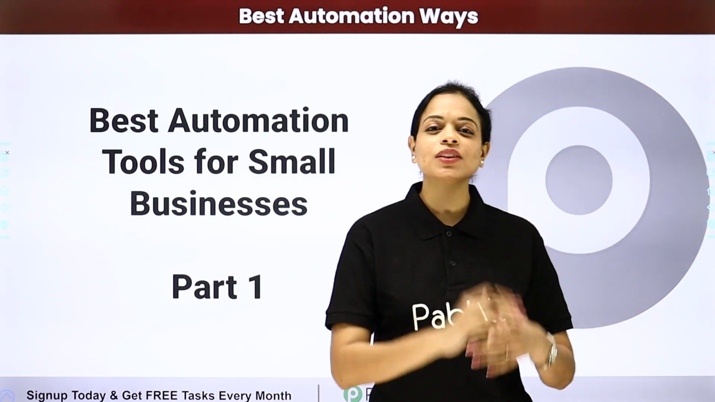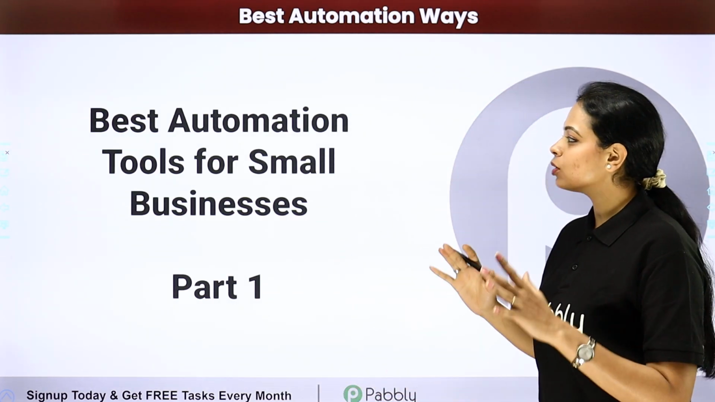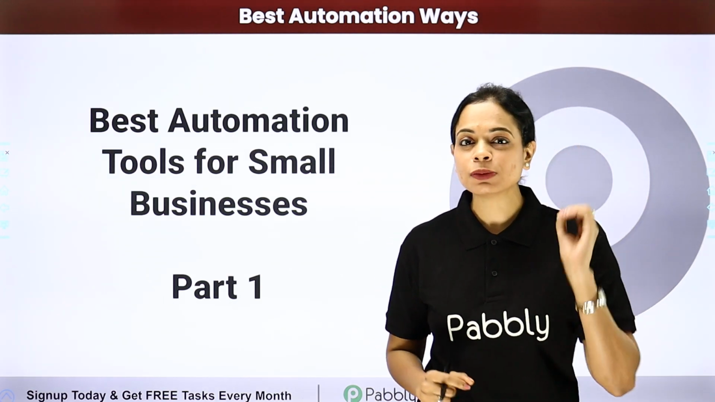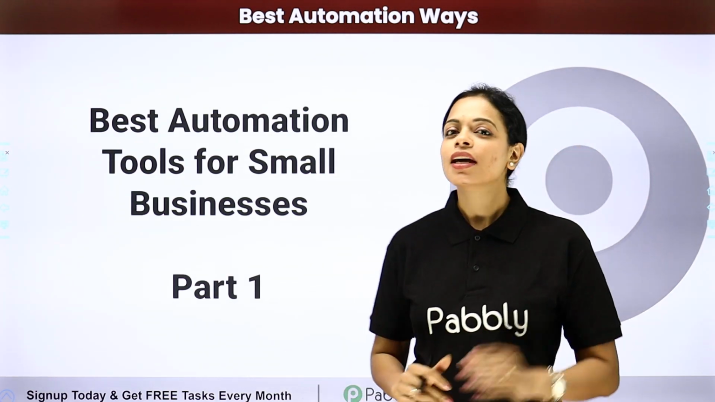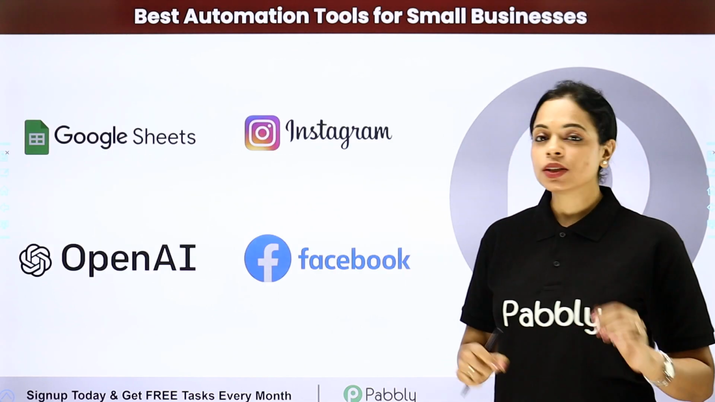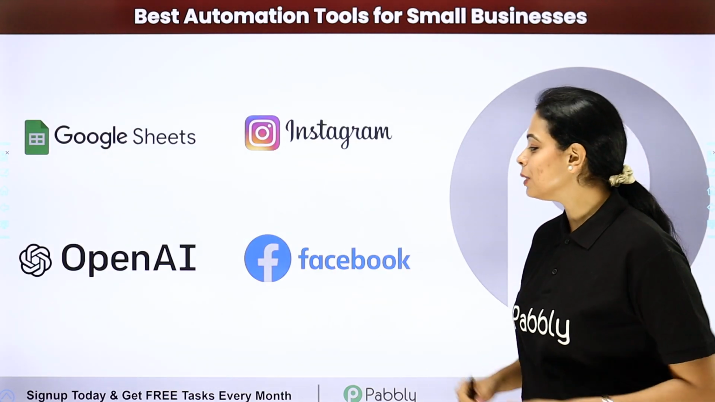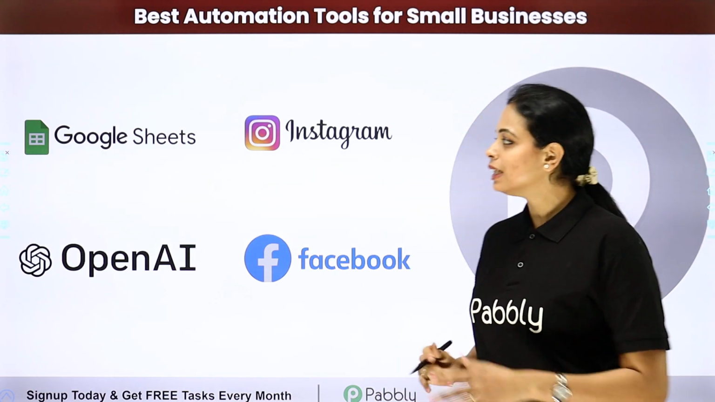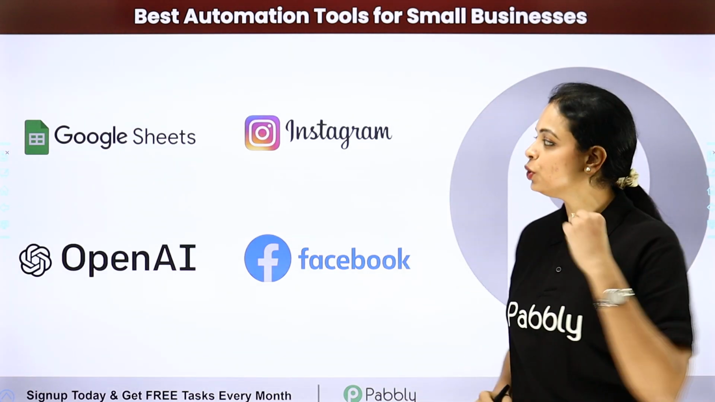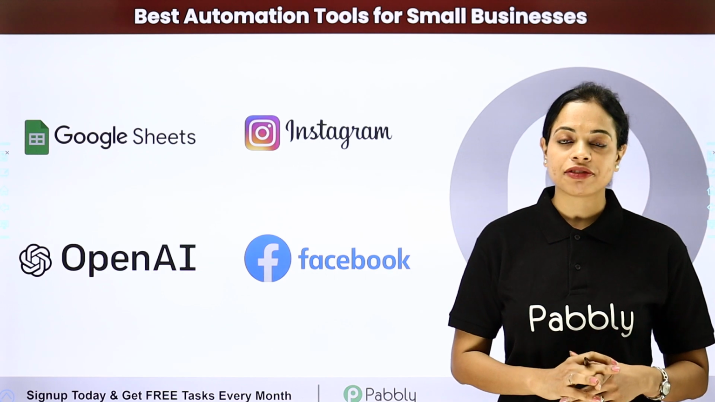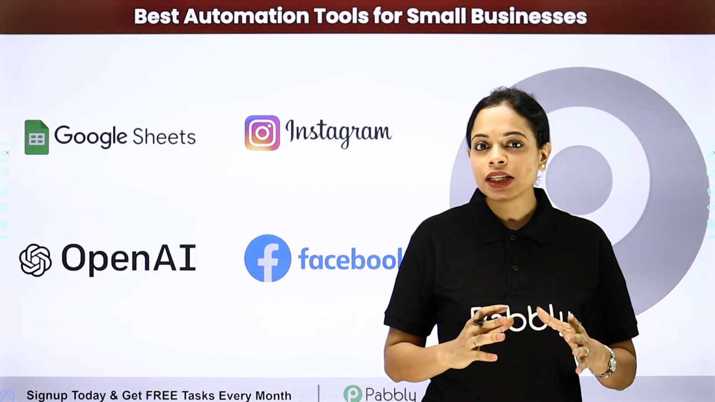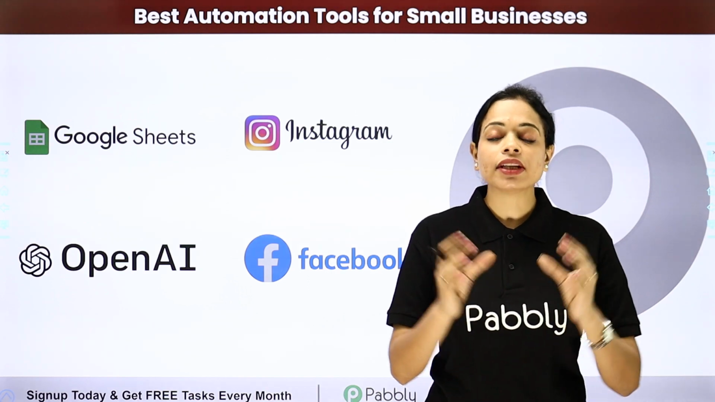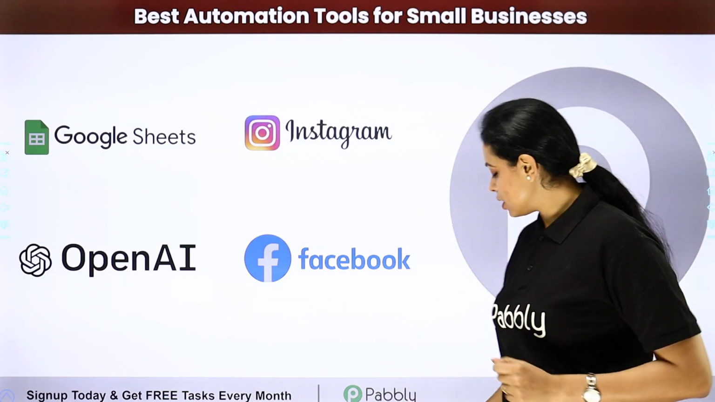Hey everyone, in this video we are going to talk about the best automation tools for small businesses. Now we have got a lot of tools, so in this particular video, which is part 1, I'm going to talk about Google Sheets, Instagram, OpenAI, Facebook. These are the most renowned names and you know all these applications very well because we use them in our day-to-day life. Now how can you use these applications and automate your business, thereby actually saving a lot of time? So let's check this out.